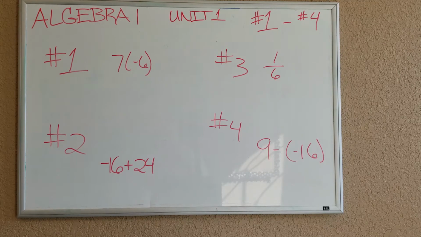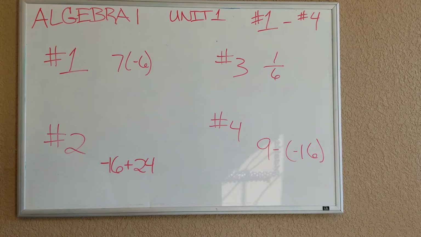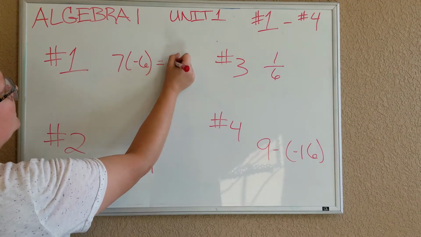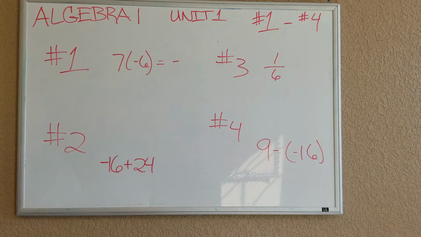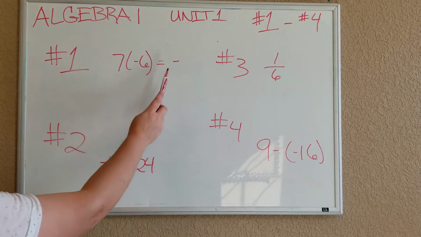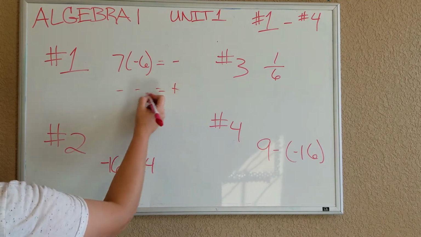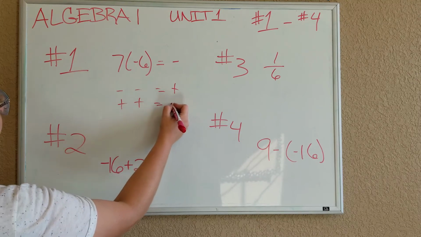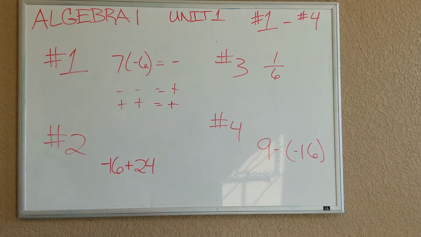This is problem number 1. Number 1 says 7 times negative 6. So you need to remember, anytime you multiply a negative times a positive, you're going to end up with a negative. You just multiply the two numbers, whatever 7 times 6 is, it's going to be negative. Different signed numbers, positive, negative equals negative. Two negatives equal a positive, also two positives equal a positive. But if you multiply a positive times a negative, you're going to get a negative.